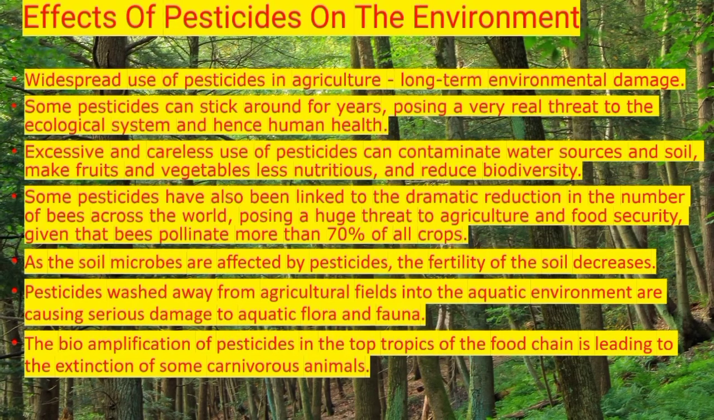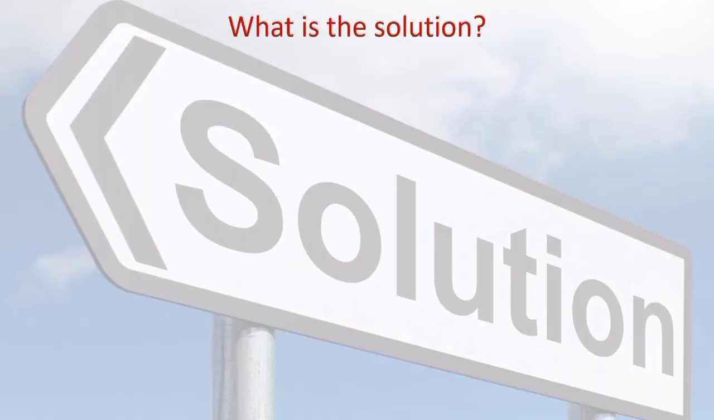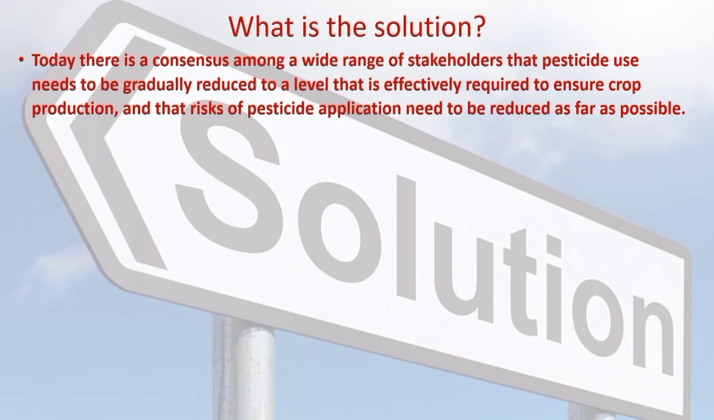What is the solution? Today there is a consensus among a wide range of stakeholders that pesticide use needs to be gradually reduced to a level that is effectively required to ensure crop production, and that risks of pesticide application need to be reduced as far as possible.